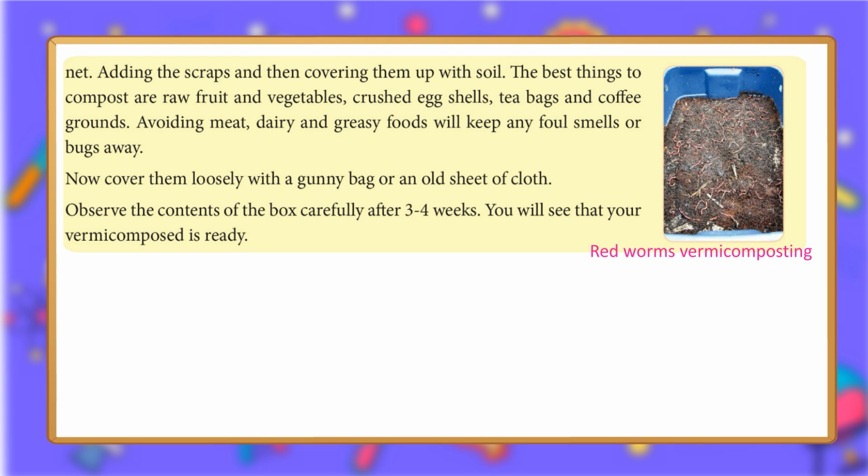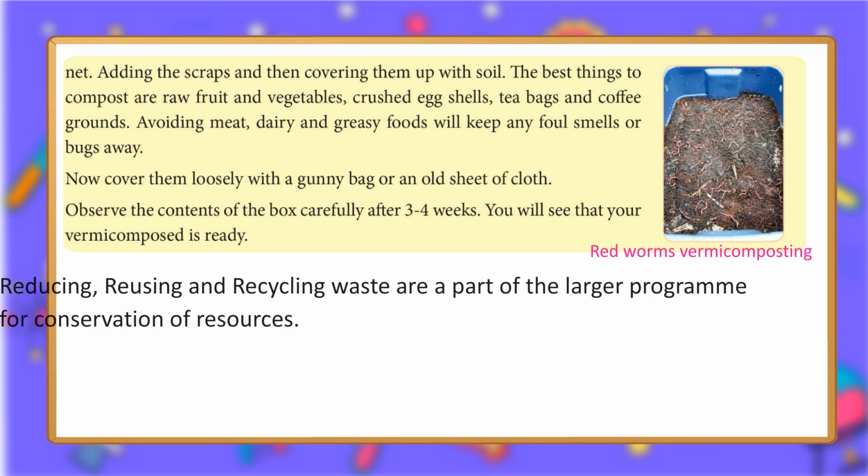Organic material is added by digging a small hole over the newspaper or net, adding the scraps and then covering them up with soil. The best things to compost are raw fruit and vegetables, crushed egg shells, tea bags and coffee grounds. Avoiding meat, dairy and greasy foods will keep any foul smells or bugs away. Now cover them loosely with a gunny bag or an old sheet of cloth. Observe the contents of the box carefully after 3 to 4 weeks. You will see that your vermicompost is ready.